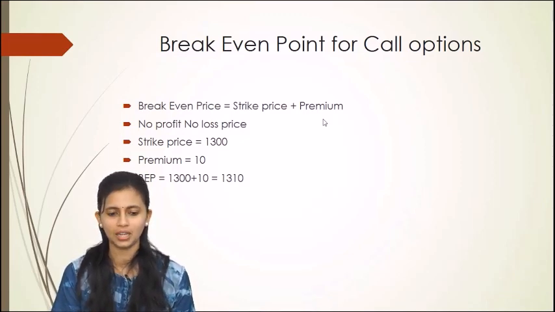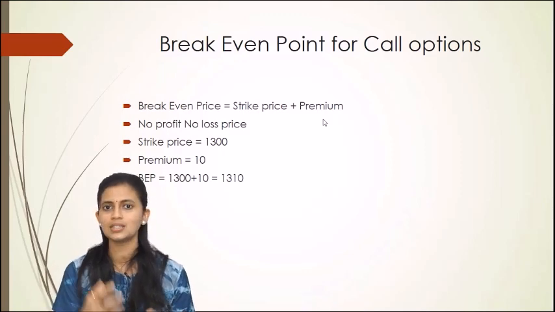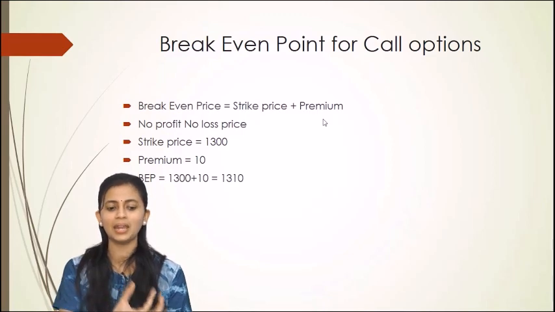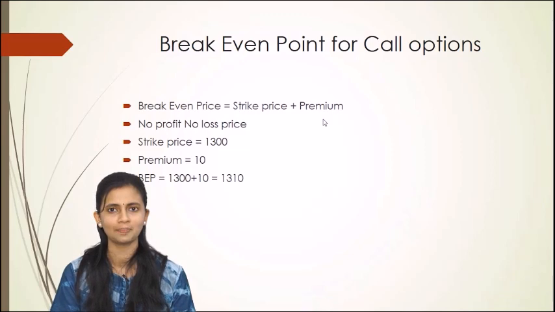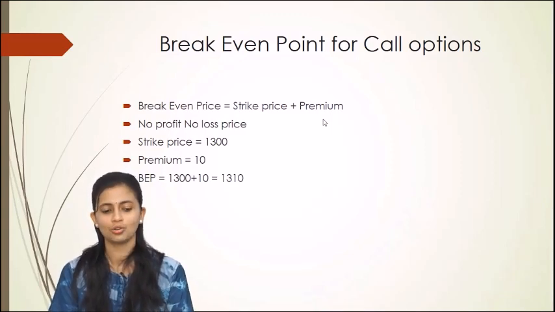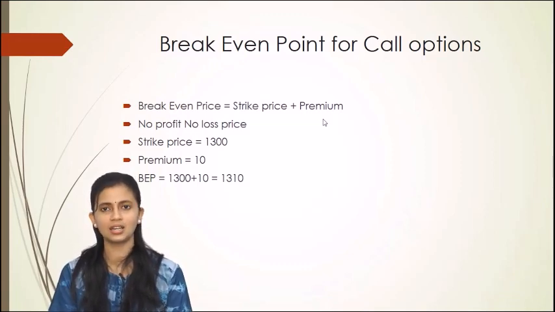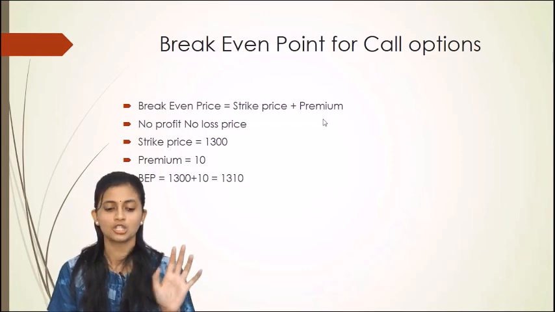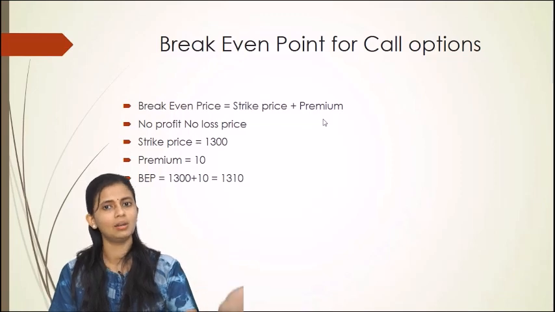So how will you calculate the break-even point? Strike price plus your premium will be the break-even point. Once the spot price crosses this break-even price, the call option buyer will start making profits. If you take the example of 1300, the strike price is 1300, the premium is 10, right? So altogether, what is the cost? 1300 plus 10. The cost incurred by him is 1300 plus 10. So only when the stock moves above 1310 will he make profits.